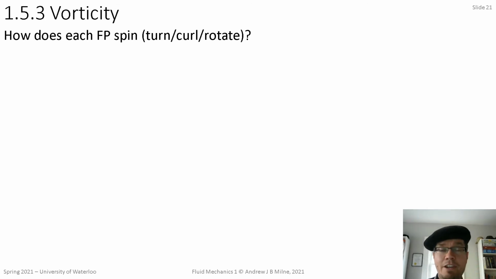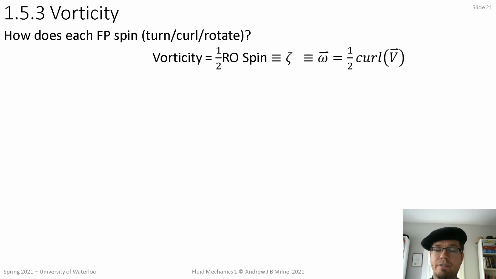The last way to think about the velocity field is to not think about it as velocity at all. Instead, think about it as vorticity, which is how much each fluid parcel spins or turns or curls or rotates. Specifically, in a vector calculus sense, it is literally the curl of the velocity field. Vorticity is 1/2 the rate of spin. It is 1/2 the curl of the velocity field, often denoted as omega.